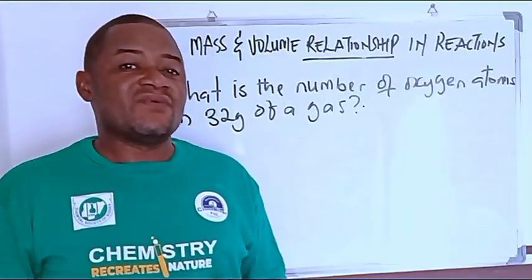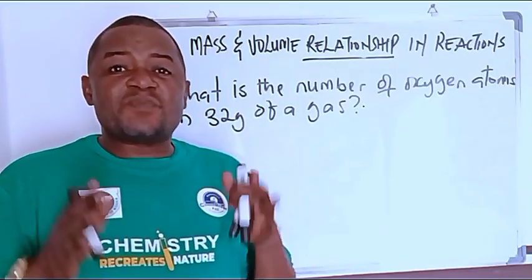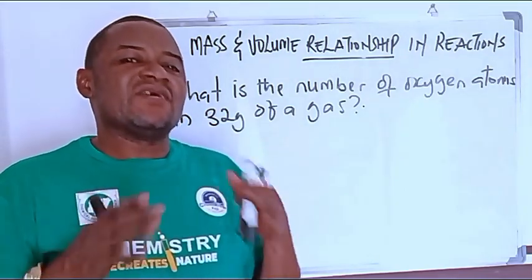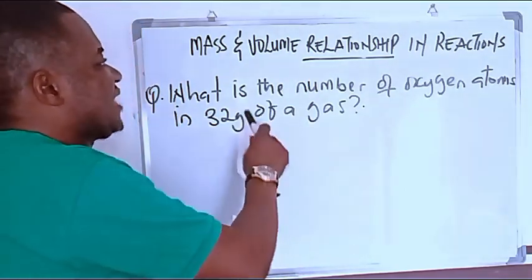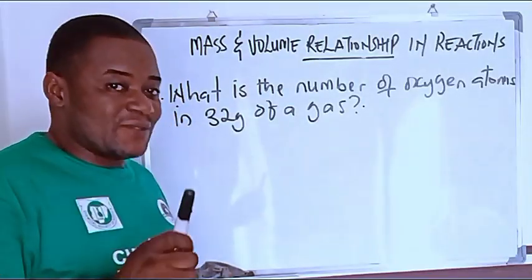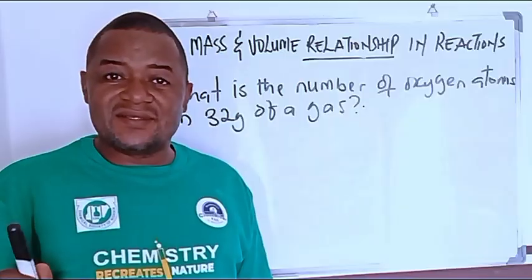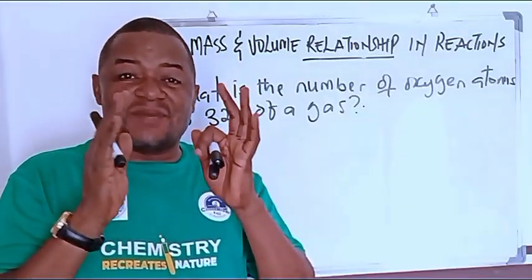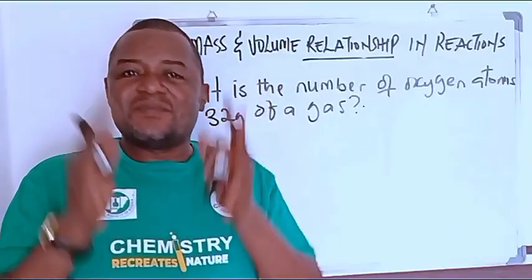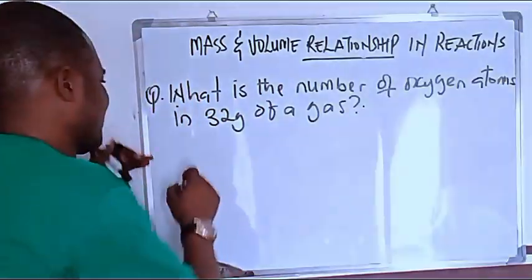You shouldn't panic when you see questions like this. All you need to do is try to remember the specific mathematical formulas or equations that are meant for things like this. Here you are to determine the number of oxygen atoms, more like say the number of particles. Number of oxygen particles. And there is a mathematical equation that calculates the number of what? Particles. Number of atomic particles.